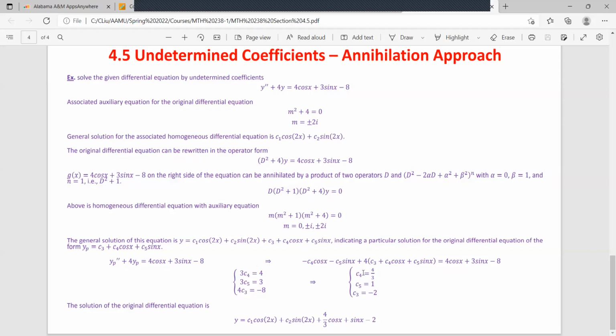So you get C4 equal to 4/3 from the first equation, C5 equal to 1 from the second equation, and C3 equal to negative 2 from the third equation. So now we have solved for the coefficients, and then you just plug those C3, C4, and C5 into the solution. We get the answer for the original differential equation to be C1 cosine 2x plus C2 sine 2x plus 4/3 cosine x plus sine x minus 2. So that's the final answer. Any questions?